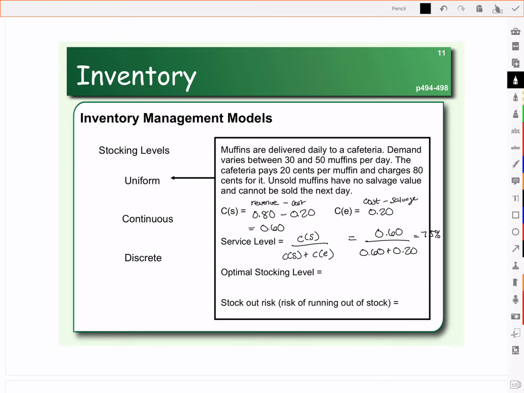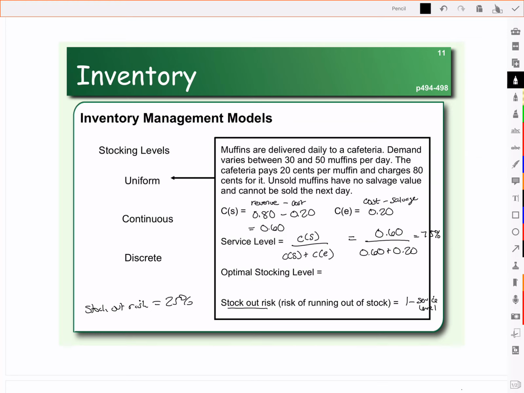Now, when you have a service level of 75%, you can calculate what is called the stockout risk. This is the risk of running out of the inventory you need. If the service level says that you have enough 75% of the time, then what percentage of the time do you run out? The stockout risk is going to be 1 minus your service level. So if our service level is 75%, our stockout risk is 25%.